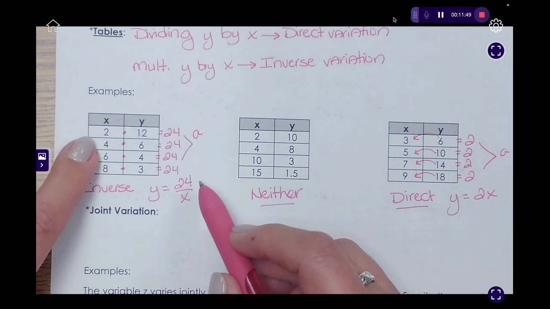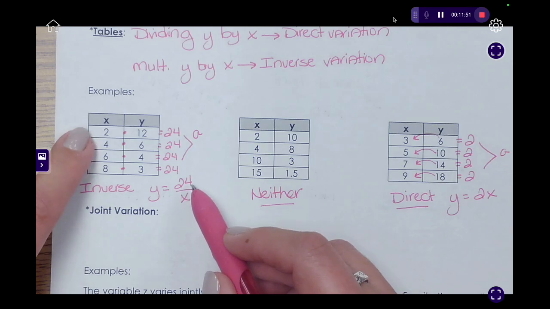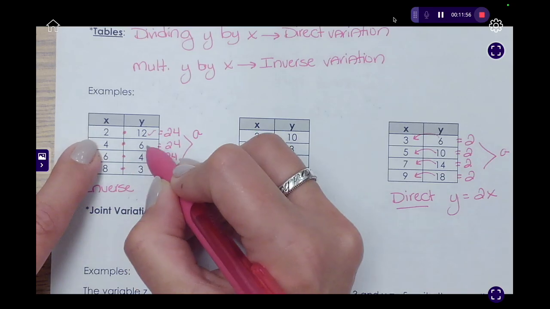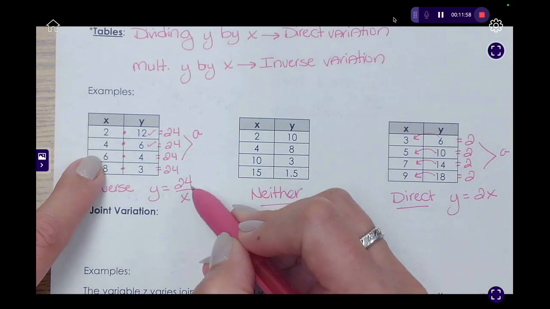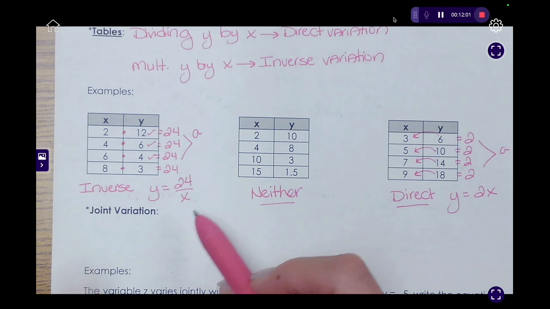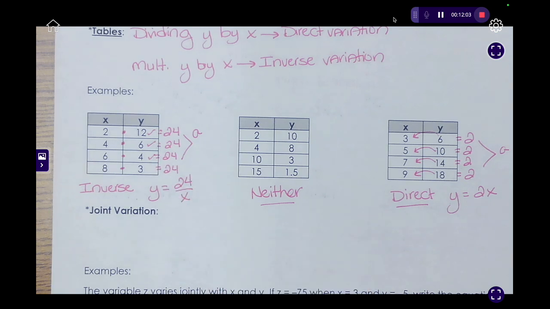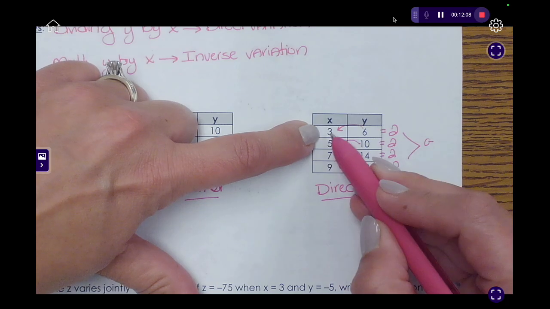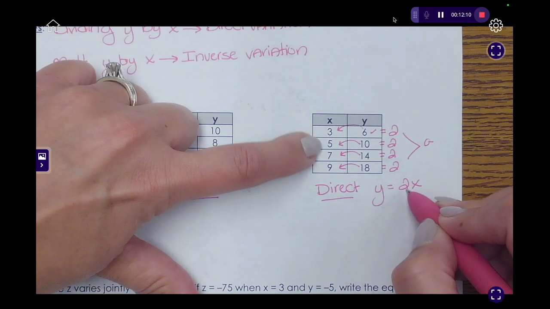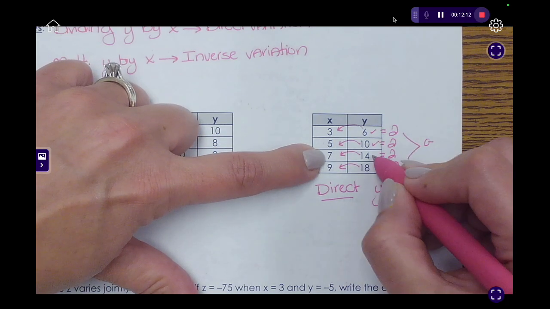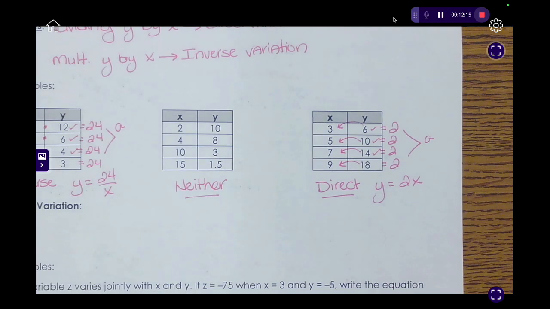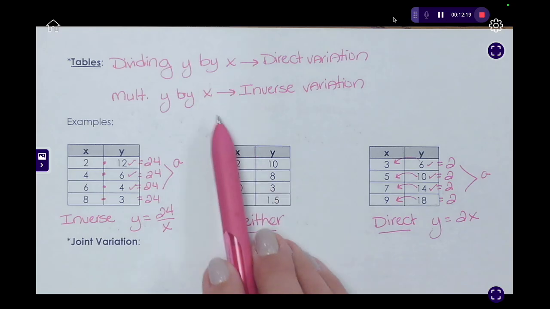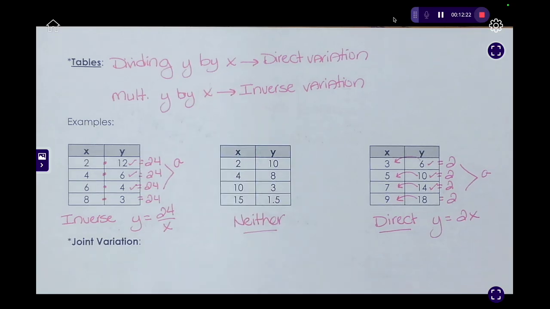Because if I plug in these numbers, 24 divided by 2 is how you get the 12. 24 divided by 4 is 6. 24 divided by 6 gives me the 4. So that's why it's kind of like the opposite of what your equation is. Same thing here for direct variation. If I plug in these x's, 2 times 3 gives me 6. 2 times 5 is 10. 7 times 2 is 14, and so on. Okay, so for the tables, you want to look at whether you are dividing the x and the y's or if you're multiplying the x and y's together.